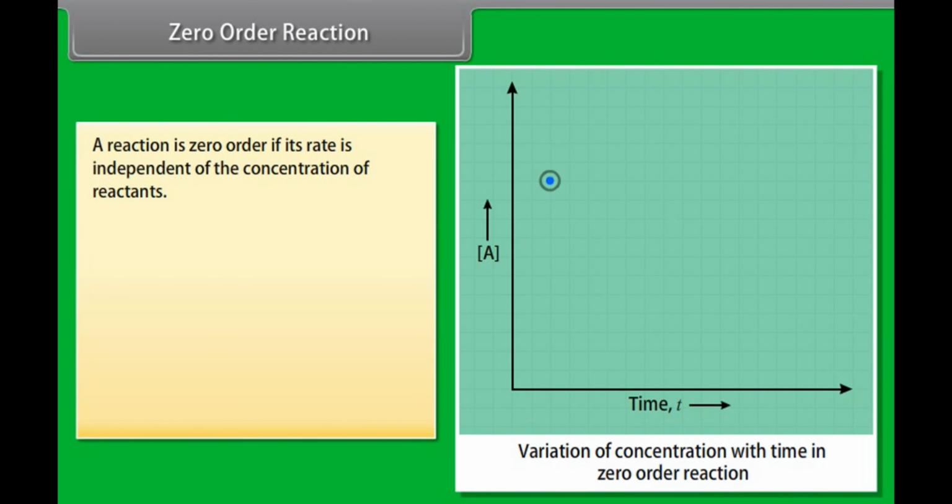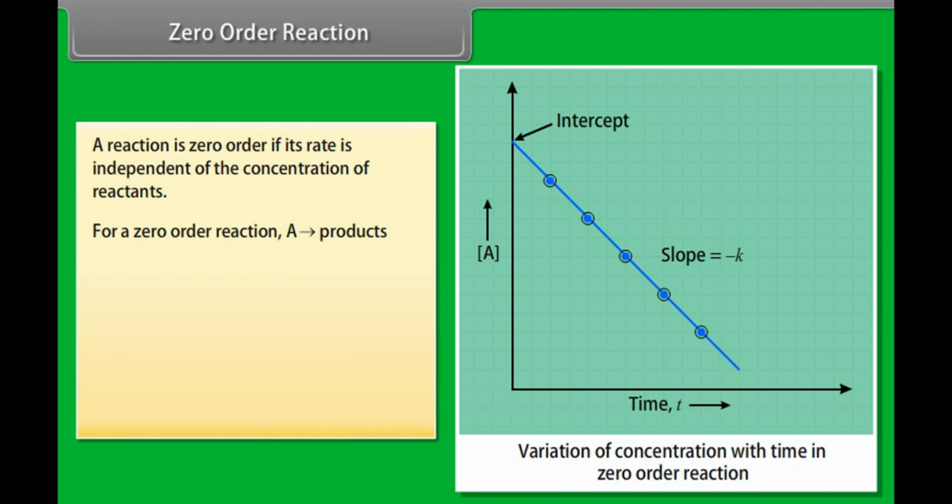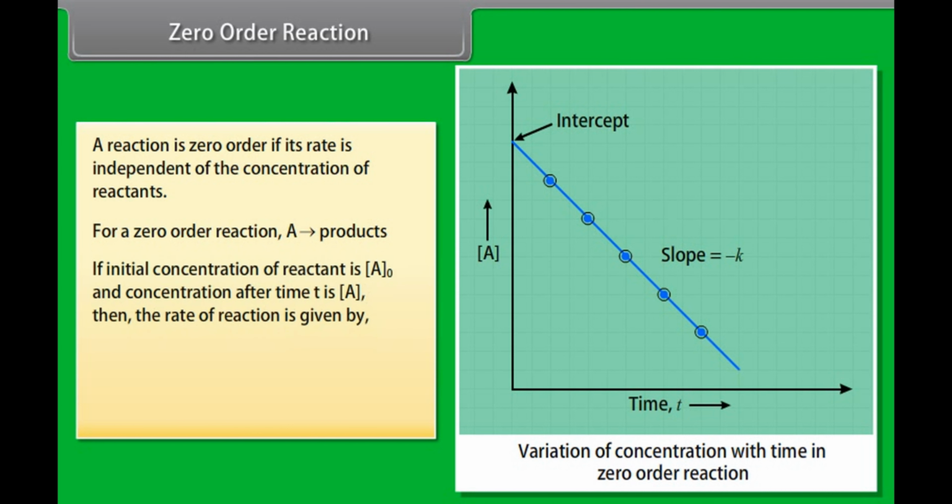Zero-order reaction. A reaction is zero-order if its rate is independent of the concentration of reactants. For a zero-order reaction, A is changing into products. If the initial concentration of reactants is [A]0, and the concentration after time t is [A], then the rate of reaction is given by: minus d[A] by dt is equal to the product of K and [A] raised to the power 0, which is equal to K.